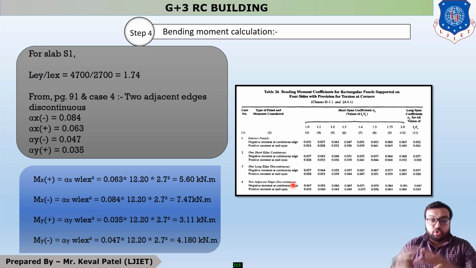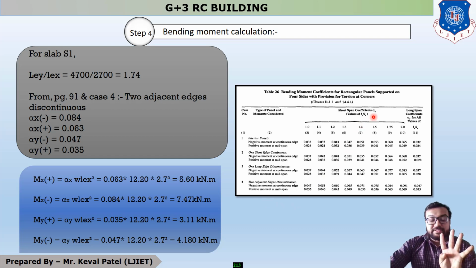It means the two nearer faces are discontinuous. So you can see that in this system our slab number S1 has its reinforcement discontinuous over these faces and discontinuous over these edges. So for this example we have to refer to case number 4. For case number 4, there are 4 bending moment coefficients.